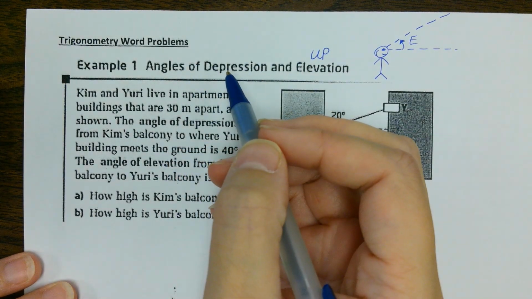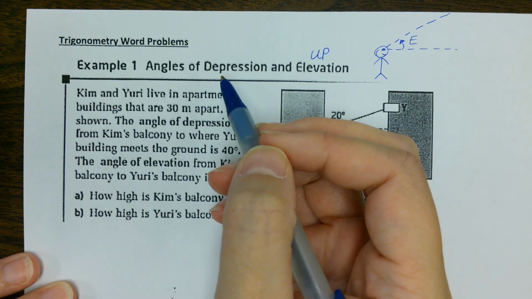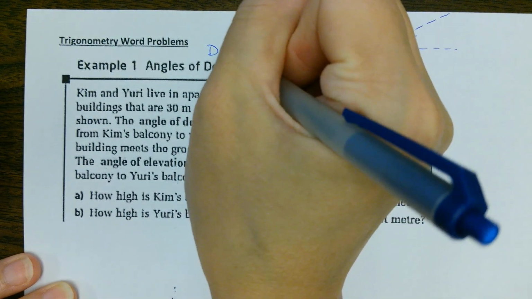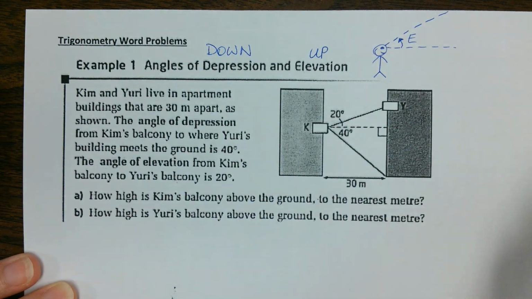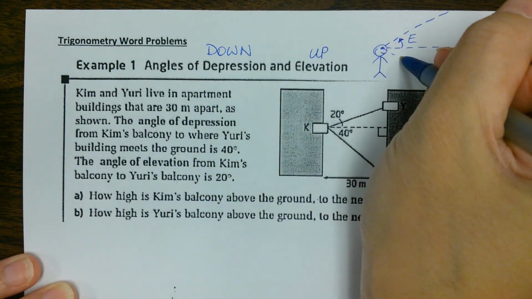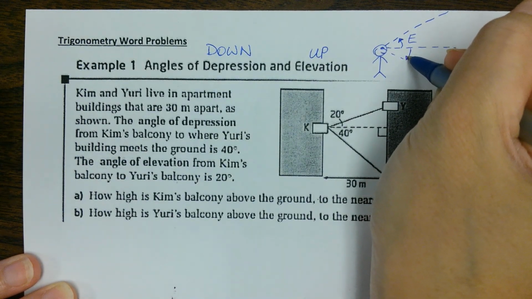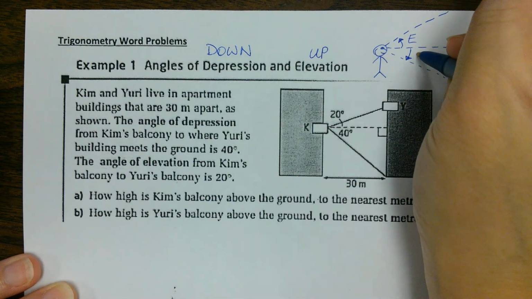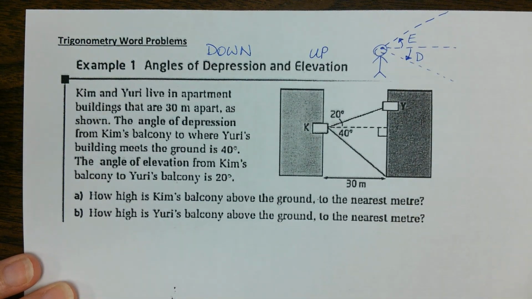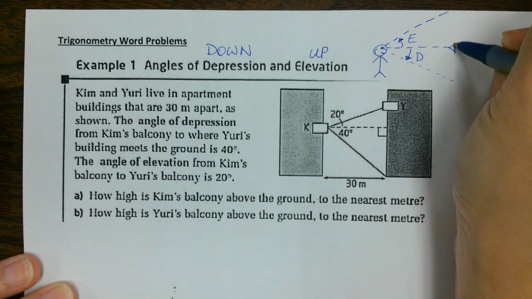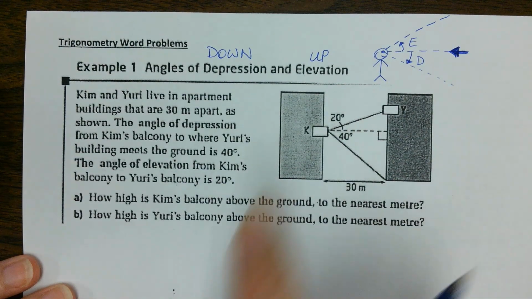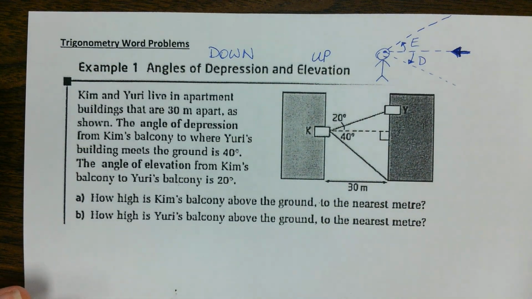So what do you think about angle of depression? It means you're looking down. Yes. So when you're looking down, you are looking down from your eye level. So this angle right here is your angle of depression. Make sure you take note of this line right here. This is like an invisible eye level line. Very important. People always miss that, and then they think the angle is the whole thing.